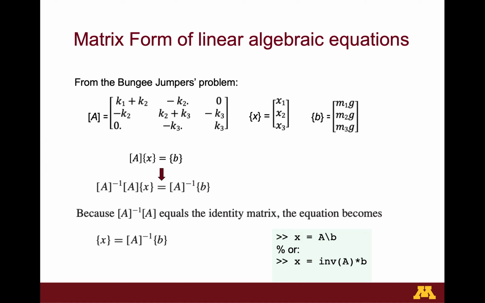Now we revisit the engineering problem, which is the displacement of the 3 bungee jumpers. Based on Newton's law, we can find the steady-state solution with 3 equations. Here, we use matrix A times vector x equals vector b to replace the original equation system. Then, we left multiply the inverse of A to both sides of the equation. Because the inverse of A times A is the identity matrix, when it multiplies x, the product is x. So we get x equals the inverse of A times b.